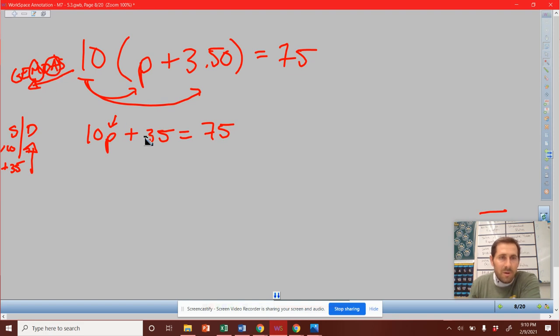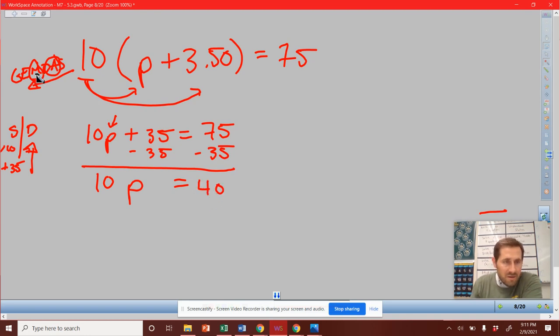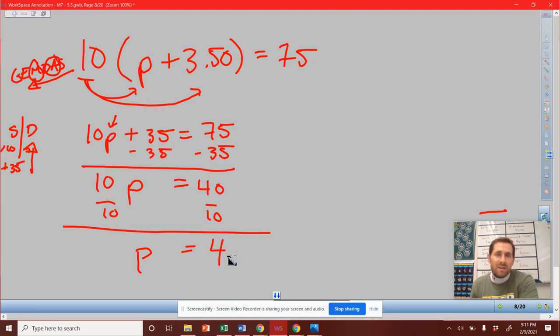So we're going to get rid of the addition first by minusing 35. And make sure you do it to the other side. So you're going to get 10P equals, this will be 40. And then we're going to get rid of the multiplication by dividing by 10 and dividing by 10. Please don't stop here. I want to make sure you see the other way that we could solve this. This is one way. So the other way you can solve it, some of you might like to see this.